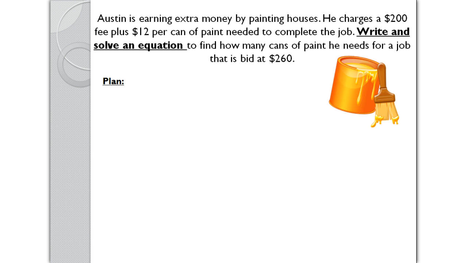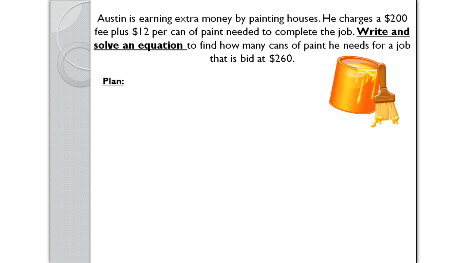Next problem. Austin is earning money by painting houses. He charges a $200 fee plus $12 per can of paint needed to complete the job. Write and solve an equation to find how many cans of paint he needs for a job that is bid at $260.